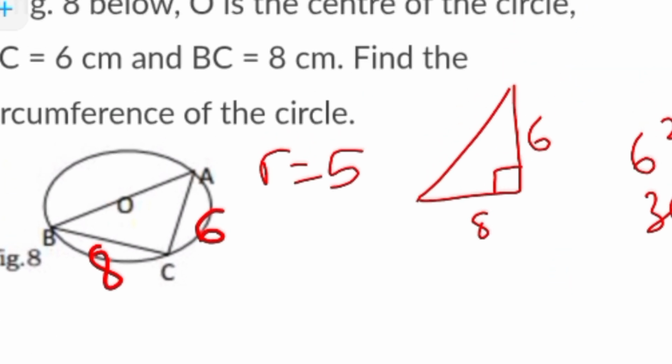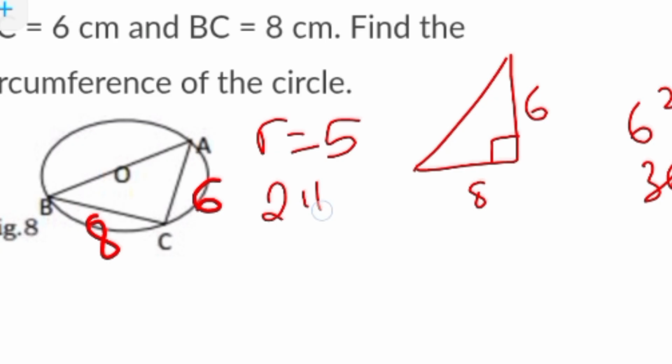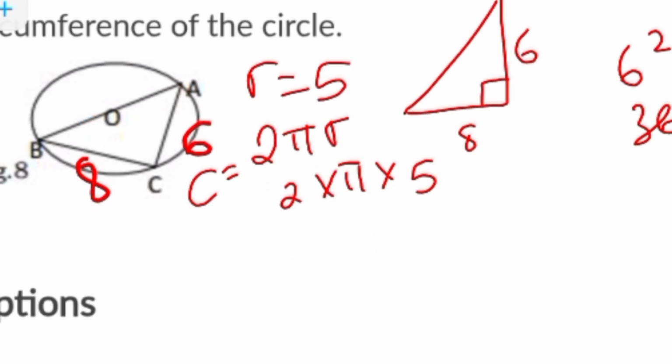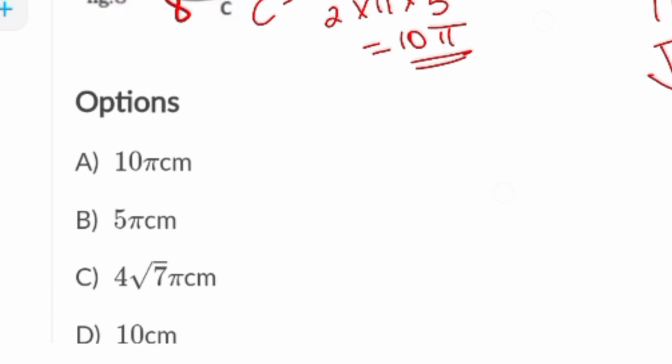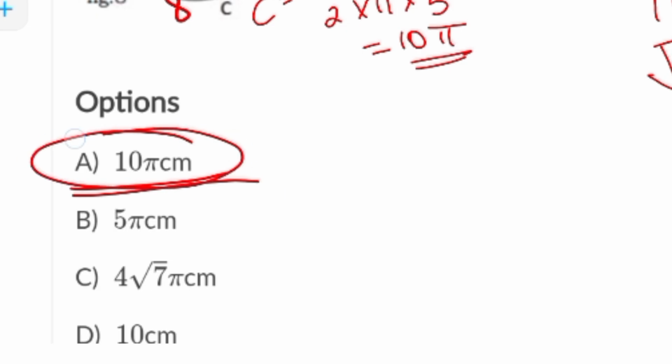Okay, and we have to find what? The circumference of the circle. So just use the formula for circumference, 2 pi r. C is equal to 2 pi r. Then that will be 2 times pi times 5, which gives you 10 pi. So that is the circumference of the circle, 10 pi cm. You can see it from here. 10 pi cm. Alright, so I hope you get it.